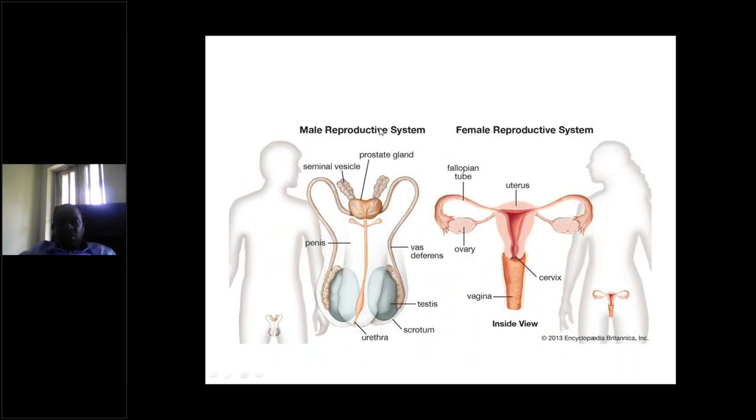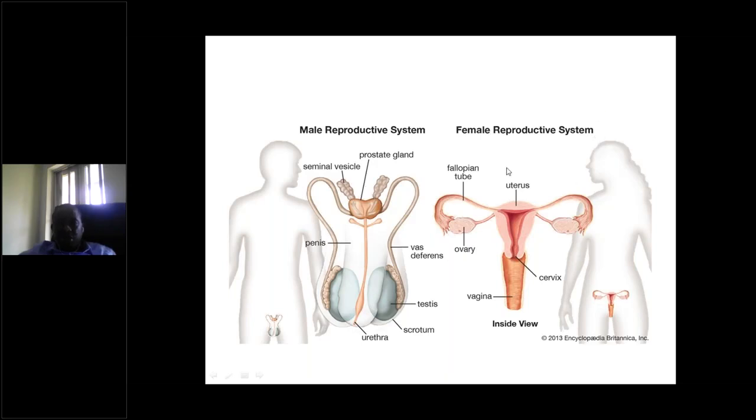So we have the male reproductive system, and you have the female reproductive system. So these are the seminal vesicle for nutrition of the sperm, the prostate gland. Then this is the penis. This is the scrotum, and this is the urethra for urine.